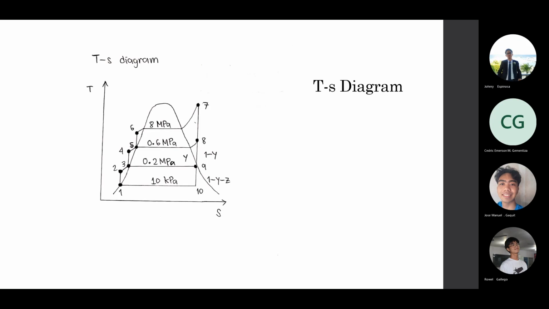there are states which we can call isobaric processes since they have the same pressures, such as at pressure 1 and 10, which is 10 kPa, and state 2, state 3 and 9, which are 200 kPa or 0.2 MPa, and state 4, state 5, and state 8, which are 600 kPa or 0.6 MPa, and state 6 and state 7, which are 8,000 kPa or 8 MPa.